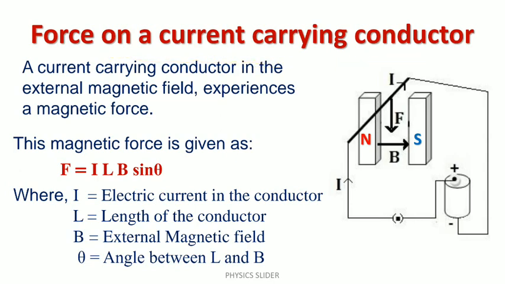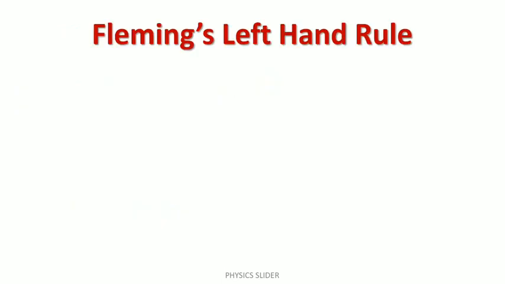But watch here, we have represented this force downward. Why is this force downward? How can we define the direction of the force on a current carrying conductor? So we have a rule to define the direction of the force on a current carrying conductor, and that rule is called Fleming's left hand rule.